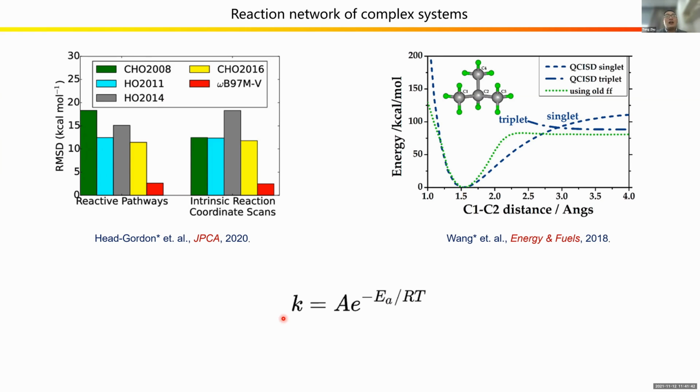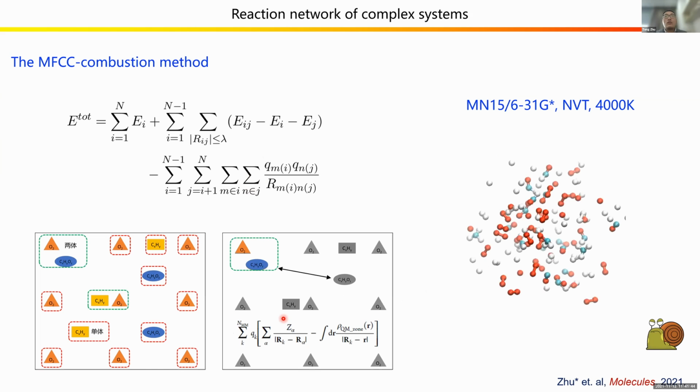To solve this problem, several years ago we again employed the divide and conquer quantum calculations, because the gas phase reaction is mainly driven by two-body collisions. So it's very suitable for the divide and conquer algorithm.